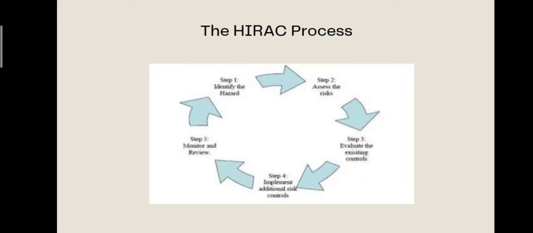So here is the HIRAC process. Step 1 is to identify the hazard. Step 2, assess the risk. Step 3, evaluate the existing controls. Step 4, implement additional risk controls. And step 5, which is the last step, monitor and review.